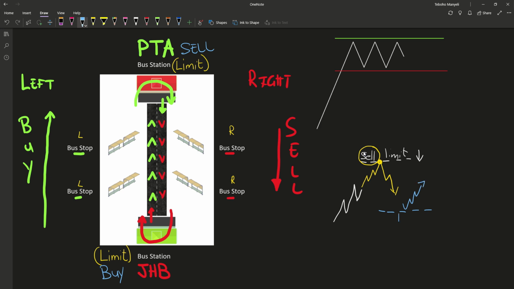We can then leave a buy limit here. So as the market is going towards, we expect them to U-turn. As soon as they get here, U-turn. As soon as you get here, U-turn. And that's all we're looking at.